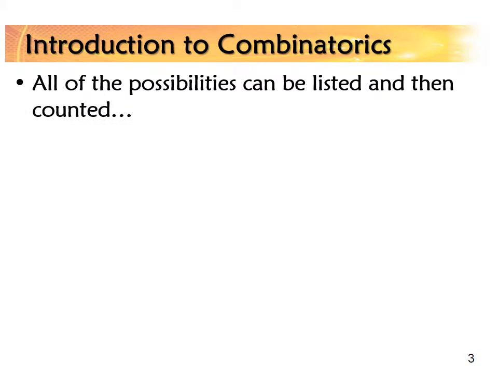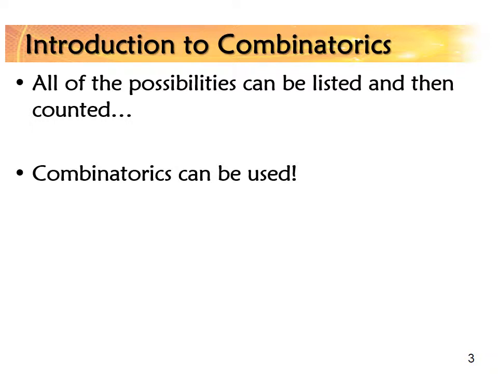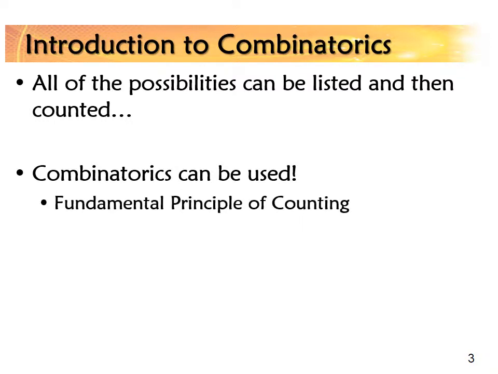So all of the possibilities can be listed and then counted. This is combinatorics. And it involves the fundamental principle of counting and combinations and permutations. These are the various aspects of combinatorics.